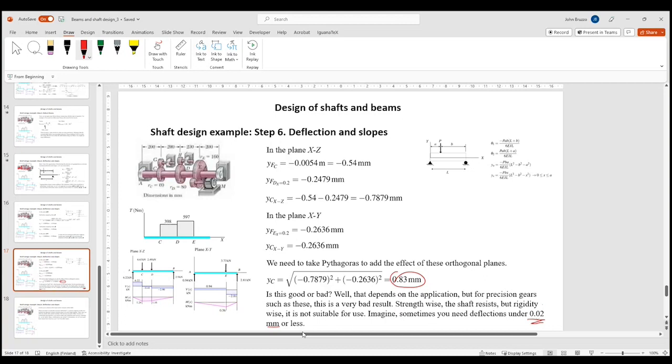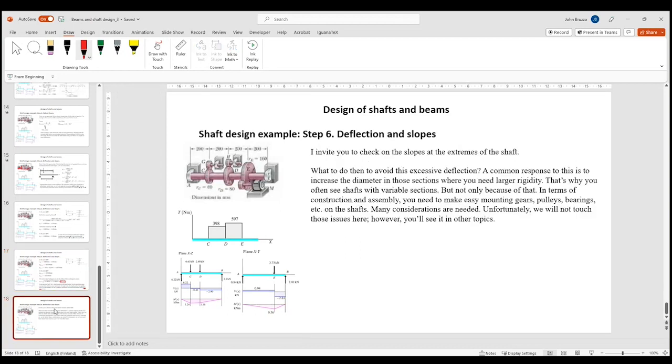How much deformation is good, how much is bad? Well, it depends on the application. If you have a compressor turning at 45,000 RPM, believe me, your deformation restrictions are going to be super tight, meaning that deformation is going to be close to zero as a requirement. So that's something to consider later. Everything depends on what you're working with.